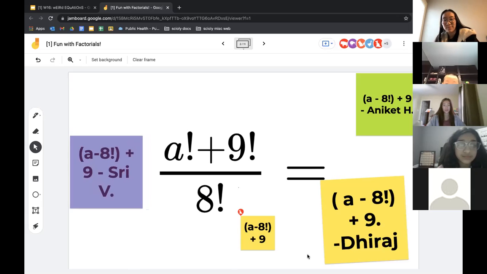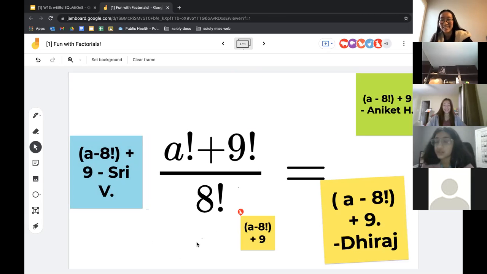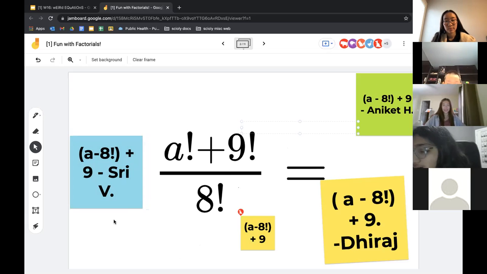Okay, so for this one, using the logic that we used from the one with the 10 instead of the A, I would say that you guys are right. I think that's the answer, but it looks kind of weird. But I see why you got that answer, and that was my first thought too, so I'm guessing that's right.